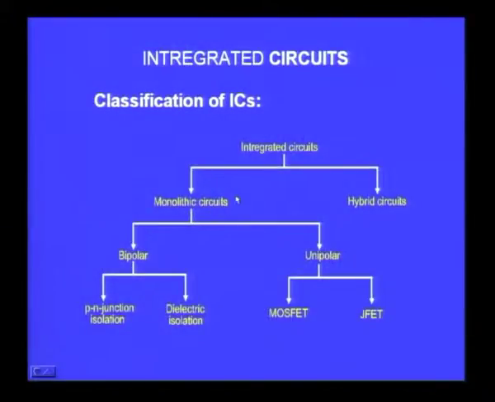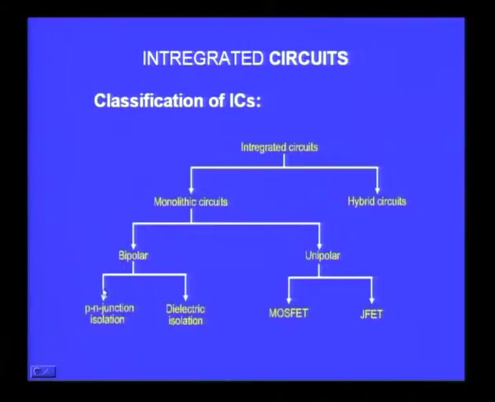Then if you take the monolithic circuit, which is the most popular among the integrated circuits, you can have monolithic circuits based on bipolar transistors like normal BJTs, or bipolar junction transistors, which are the usual transistors that we have been discussing all along. You can also have another type of circuit built with unipolar devices. Basically, unipolar devices are field effect transistors.